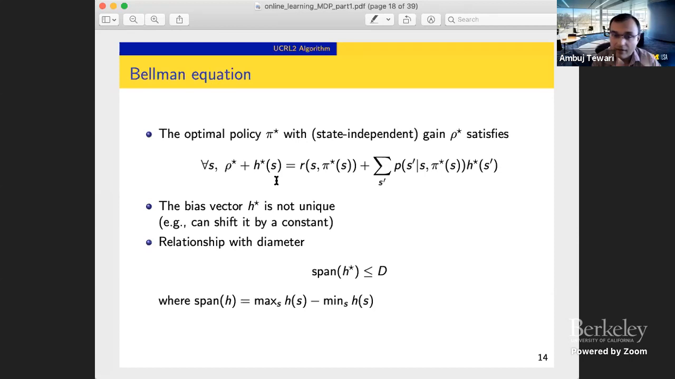What is the span of h star? It's simply the range, the minimum to maximum. The span of h star, it's very easy. It's not that difficult to show that it's actually upper bounded by the diameter. And so if you have some kind of convention to normalize these bias vectors, maybe the minimum entry, you will always normalize them to 0 because you have this freedom of shifting them. If you normalize the minimum value to 0, then the infinity norm and the span are the same. Okay, and we will use this fact. We will bound the infinity norm of h star by the diameter.